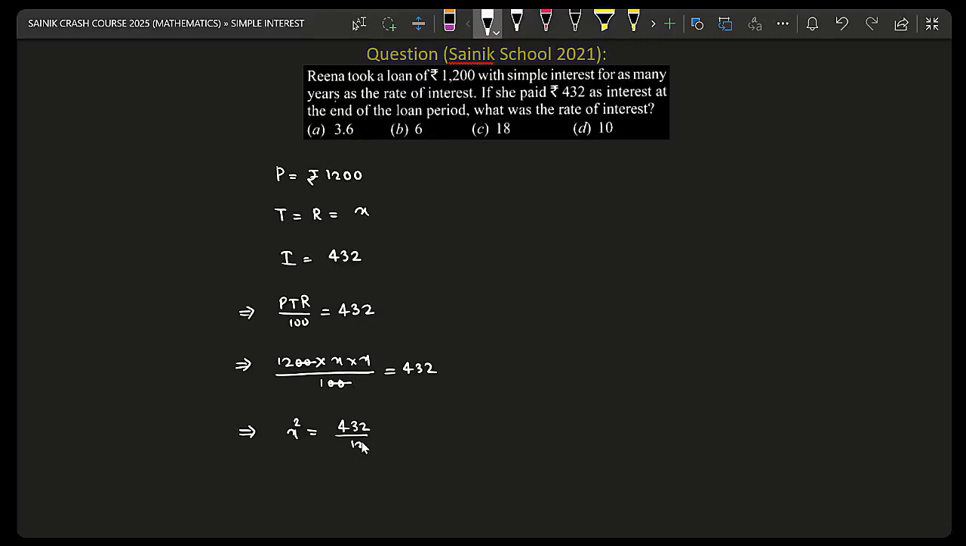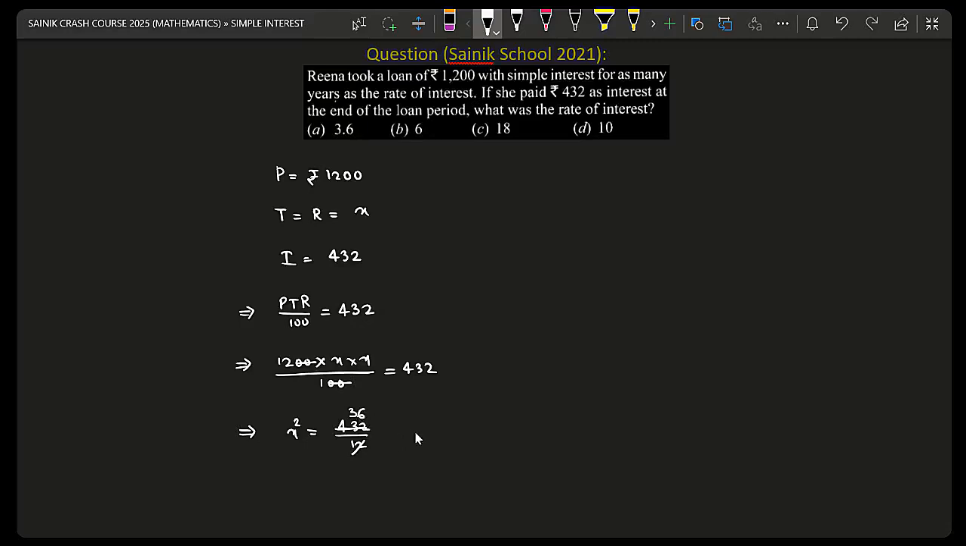12 threes are 36, and what is the remainder? 43 minus 36 is 7, not 9. Add the 2 at the end, 72. 12 table: 12 sixes are 72.